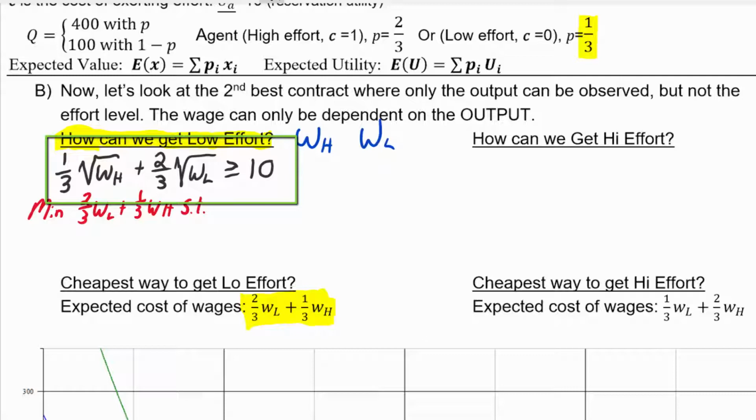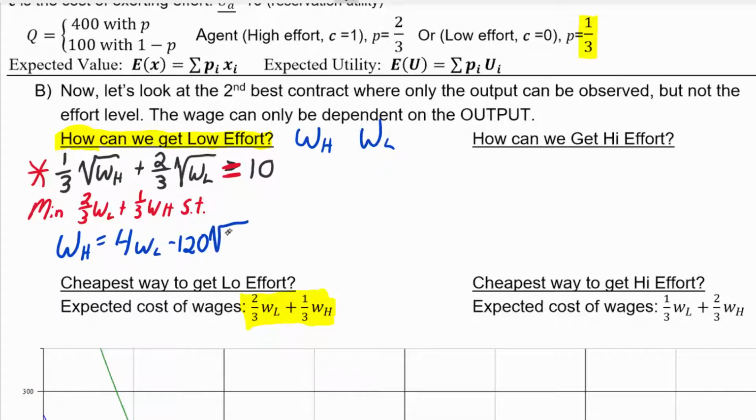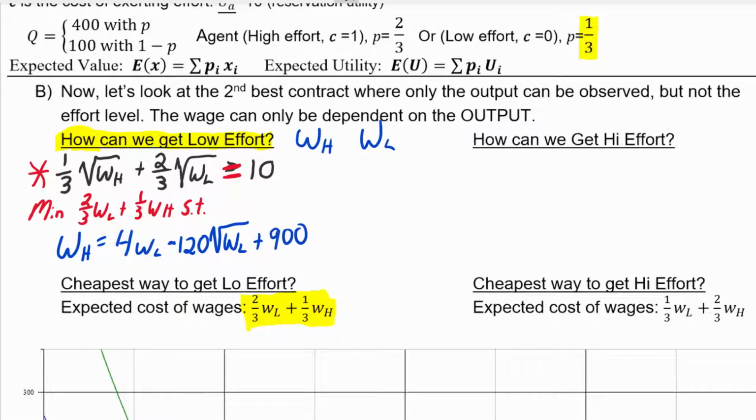And what we could do there is solve this constraint for WH, and let's solve it for equality. We just want to guarantee they have a minimum level of 10 utils, and we're not going to pay them extra for no reason. When I solve that, I get that WH equals 4WL minus 120 square root of WL plus 900. And if we plugged in this expression for WH, took the derivative and set it equal to 0, we'd be able to find the minimum there.